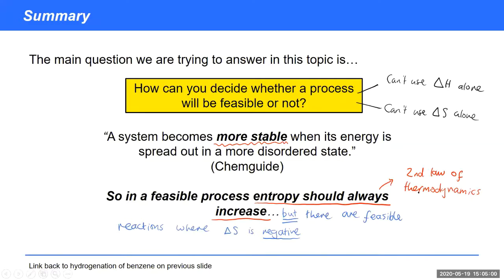And if you're feeling really confused and frustrated at this point, then that's exactly where I hope I've led you to. You should be able to work out what entropy is qualitatively and quantitatively. But if you're thinking, well, how can you decide whether a process is feasible or not at this point? Then you're teed up perfectly for what will come next week.